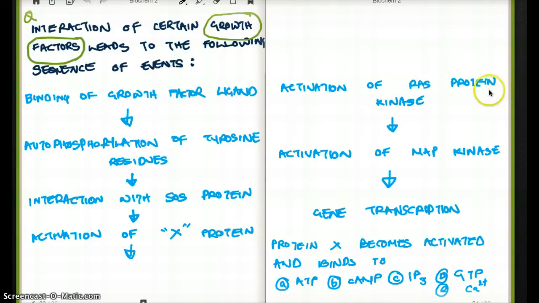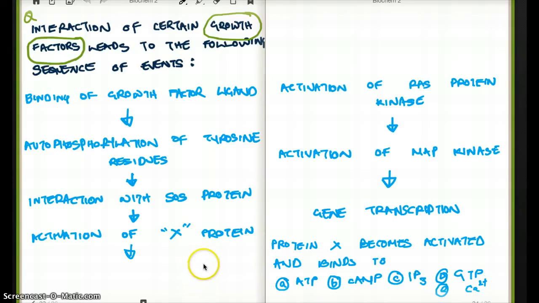This leads to activation of RAS protein. So it's from between autophosphorylation of tyrosine residues to interaction of SOS to RAS. Between that, what product is activated or what protein is activated, that's the question that they're asking us.